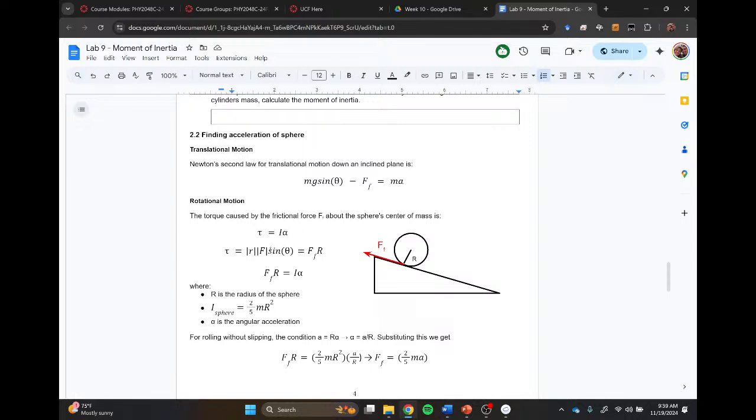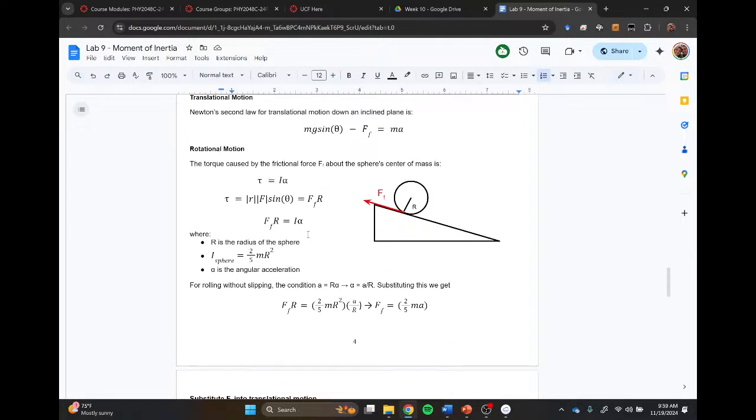That's something I mentioned to you all. Torque equals R F sine theta. What is the force that makes an object rotate down an inclined plane? It's actually friction. If there's no friction, there's no reason for something to roll. It'll just slide. So friction is actually the force responsible for an object spinning down an inclined plane. No friction, no spinning. All right, great.